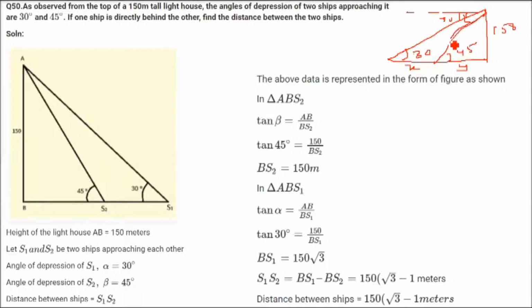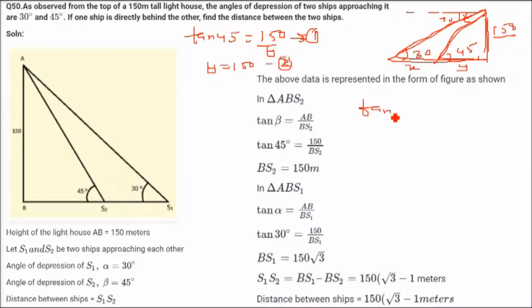So first we'll take this triangle, the smaller one you can say. So tan 45 will be what? Tan 45 will be equal to 150 by y. And as we know, tan 45 is 1, this is equation 1. So y will be equal to 150. This is our first equation. So y is 150. Now coming to this triangle.